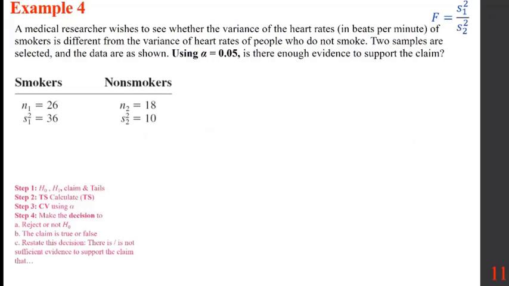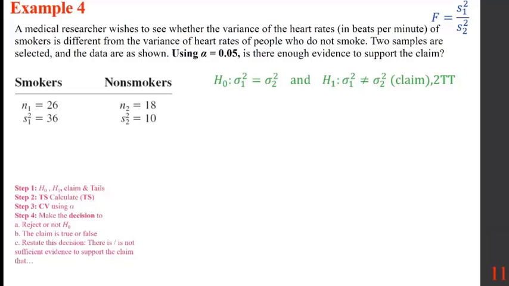Here's the next example. A medical researcher wishes to see whether the variance of the heart rates in beats per minute of smokers is different from the variance of heart rates of people who do not smoke. Two samples are selected and the data are as shown. Using alpha equal to 0.05, is there enough evidence to support the claim? We are dealing with two samples, and we're going to start writing the very first step, H0 and H1, as follows. H0: sigma 1 squared is equal to sigma 2 squared, and H1: sigma 1 squared is not equal to sigma 2 squared.